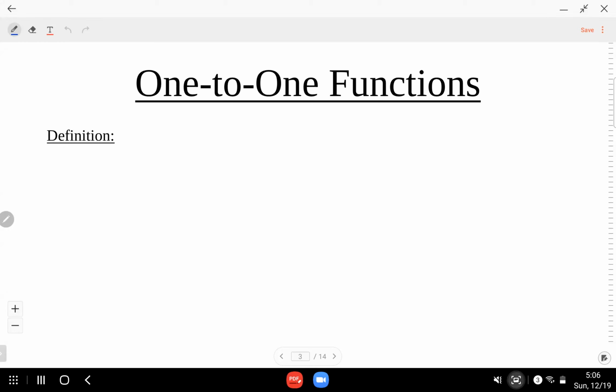So the definition of a one-to-one function is: a function is one-to-one if whenever x1 does not equal x2, then f of x1 does not equal f of x2. So basically what this is saying is that every x only corresponds with one y.